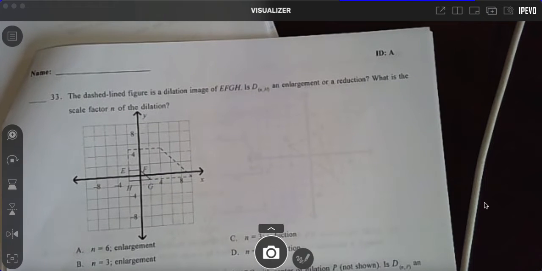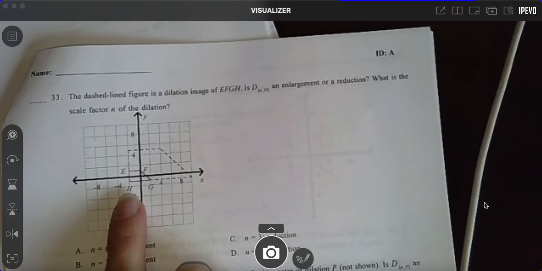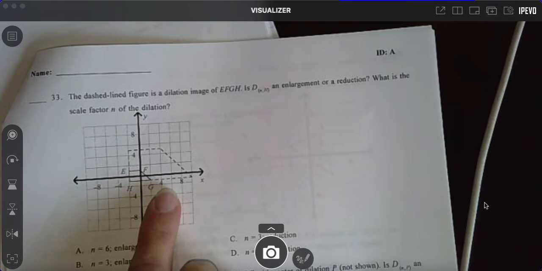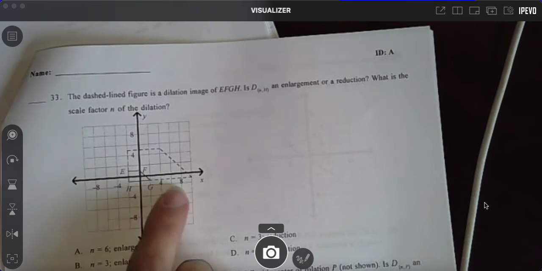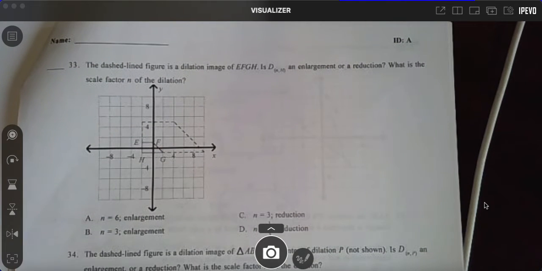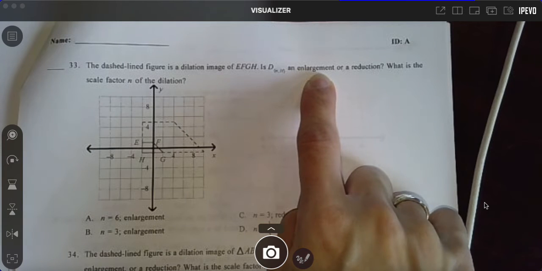Okay, number 33. I did like this one too. It says, first of all, remember you're going to the dotted line. It just says the dashed line figure is a dilation from EFGH. So did it get bigger or did it get smaller? You're looking at the dash. They call it a dash line. I call it a dotted line. Yes, so it's an enlargement. That's what you're going to say.